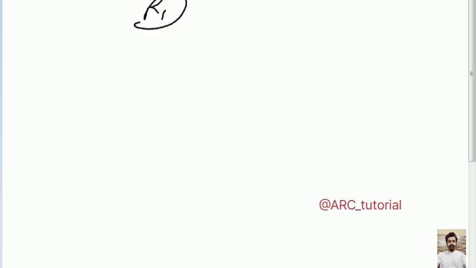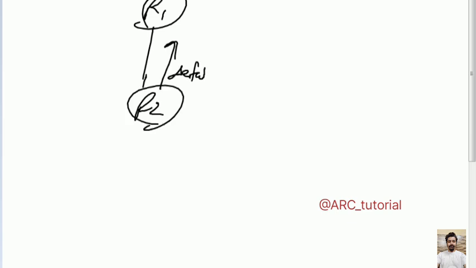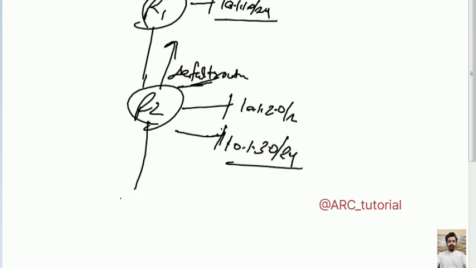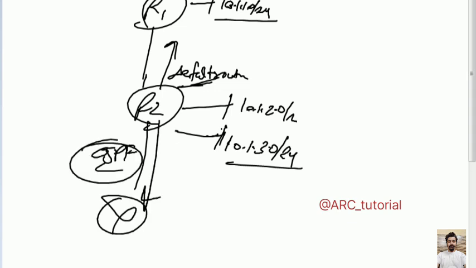Let's say this is R1, R2. On R2 you are having a default route in the direction of R1. Behind R1 you are having this prefix 10.1.0/24. You understand? Now on R2 you are having 10.1.2.0/24 as well as 10.1.3.0/24. Then R2 is further connected with any other router, and here OSPF is running. Now R2 has to advertise these prefixes in the direction of this router using OSPF.